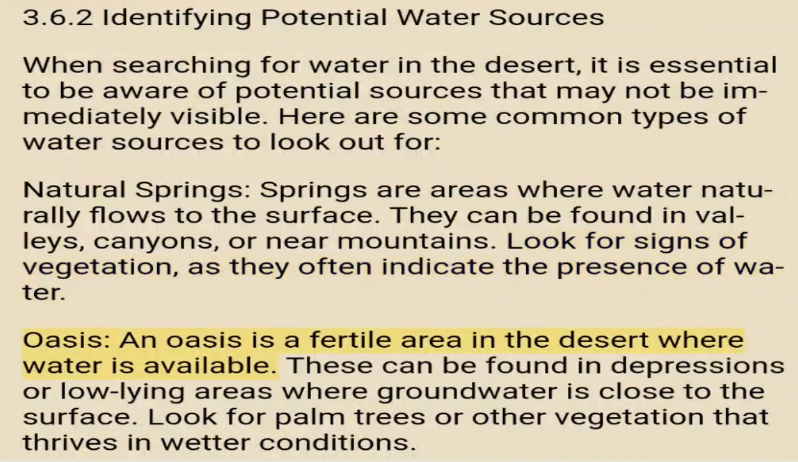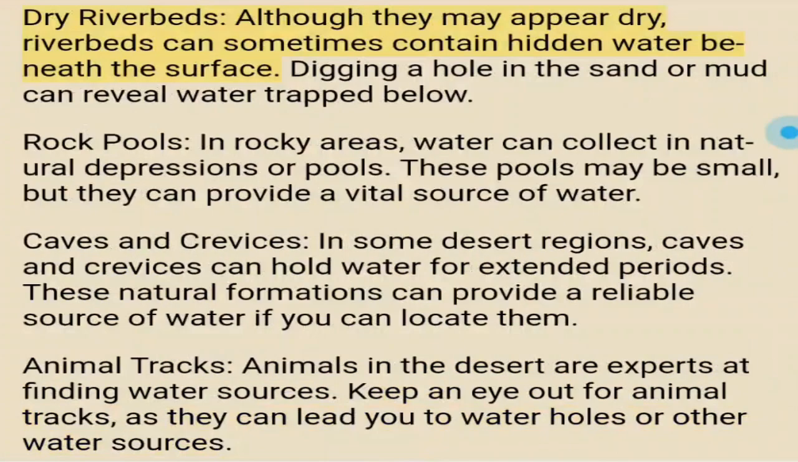Oasis. An oasis is a fertile area in the desert where water is available. These can be found in depressions or low-lying areas where groundwater is close to the surface. Look for palm trees or other vegetation that thrives in wetter conditions. Dry riverbeds. Although they may appear dry, riverbeds can sometimes contain hidden water beneath the surface. Digging a hole in the sand or mud can reveal water trapped below.